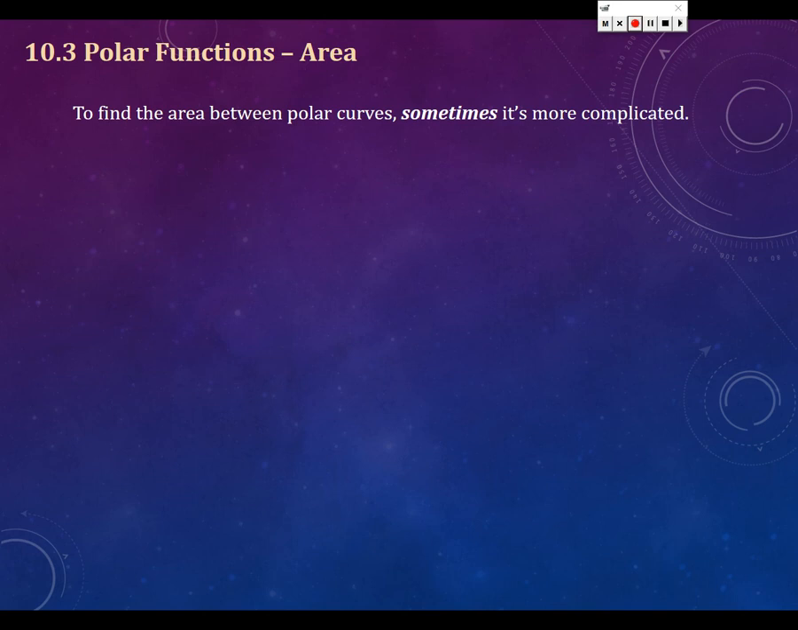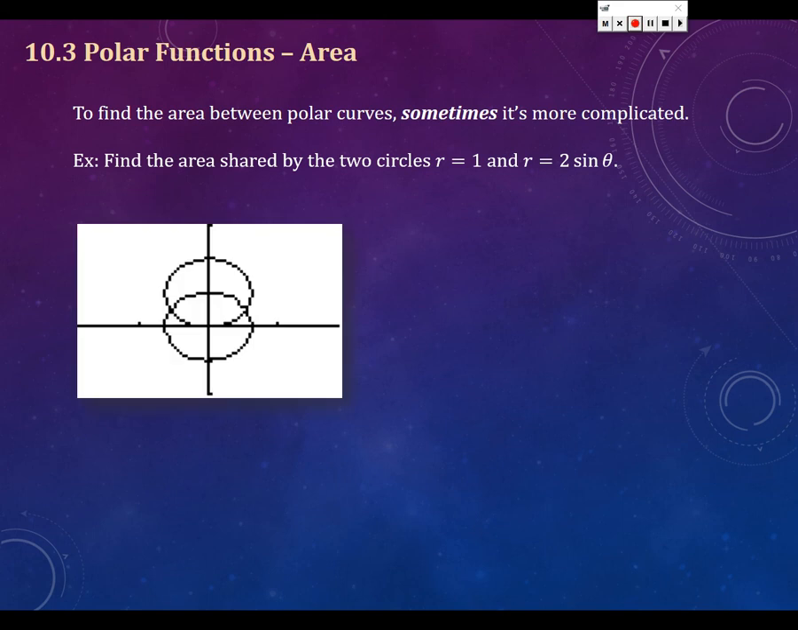Like I said here, to find the area between polar curves, sometimes it's more complicated. And honestly, I don't have a great way of telling you when one is better than the other. So sometimes it's the region shared by 2 circles. Why is this more complicated? It doesn't sound on the face of it more complicated. Let's take a look at the picture and see if we can figure out why. It's not very complicated to draw. Of course, we're talking about this region, the football-shaped area shared by the 2 circles.